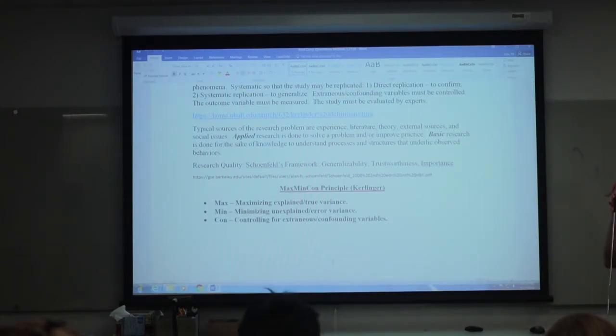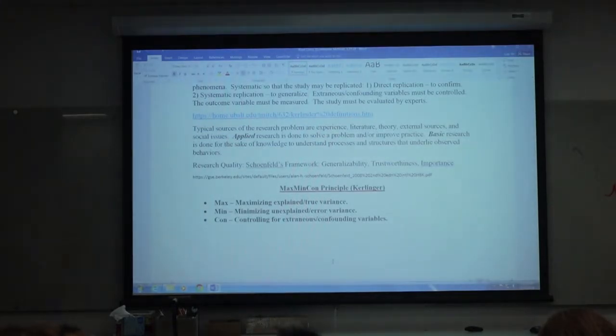Any question about this page 1 before I move on to page 2? I have 9 pages.